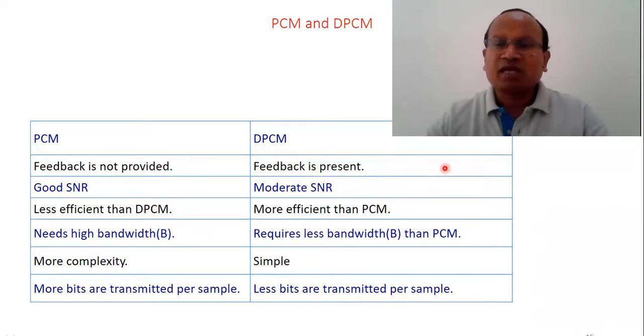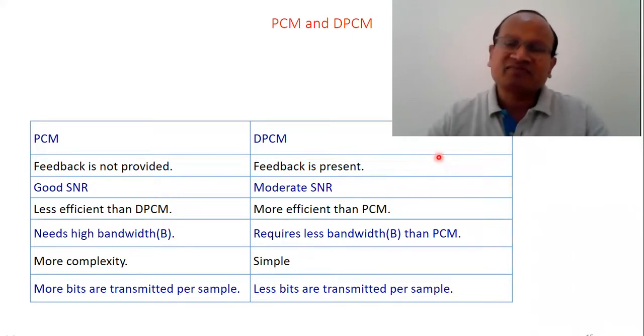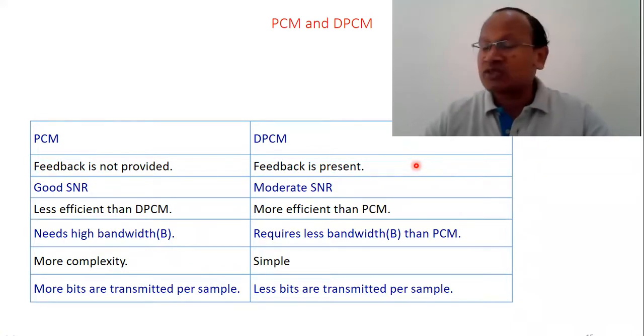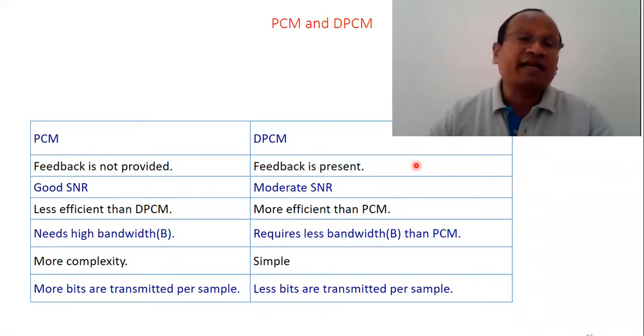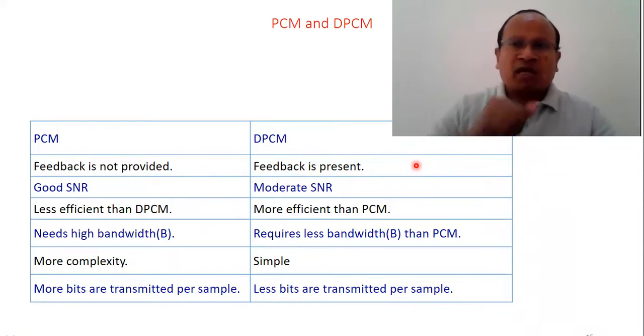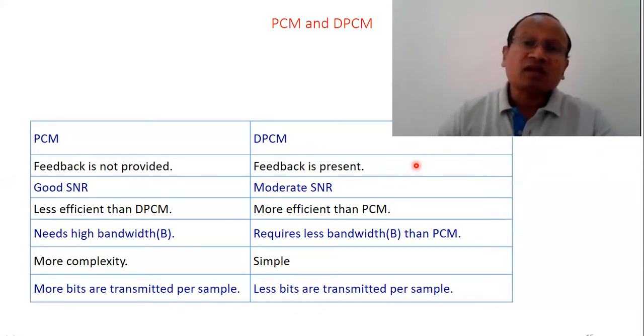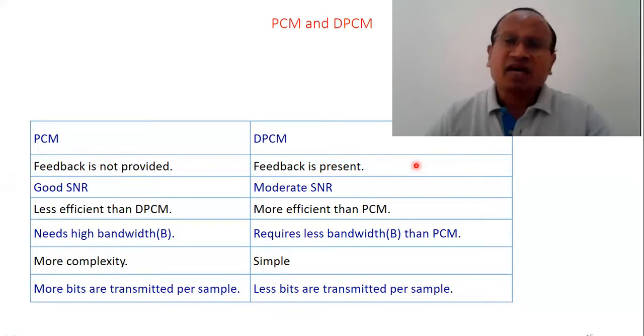Why? Because in PCM, we are encoding all the samples. All the samples are encoded. There is no loss of signal. We are not approximating anything. Of course, there is an expense involved. There is a sacrifice involved. And what is that sacrifice? Bit redundancy is the cost at which the SNR is achieved.